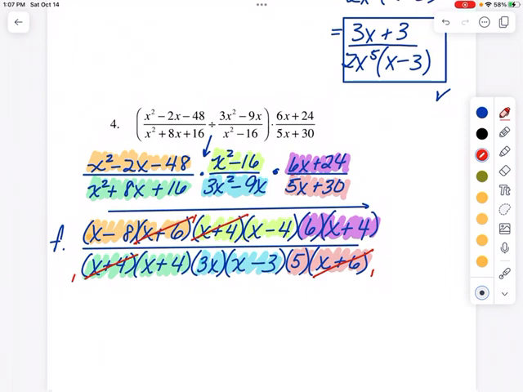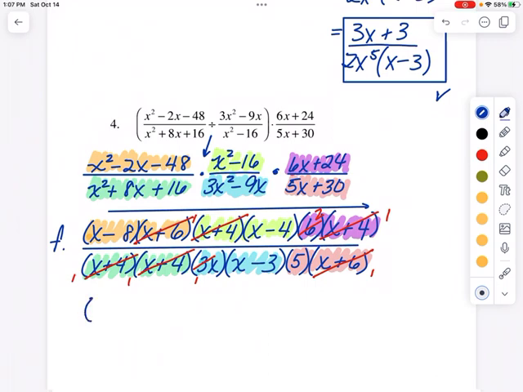But then I have a 6 and I have a 3. So 3 is going to cancel with the 6. 6 becomes a factor of 2. 3 goes into 6 2 times. And then I have this extra x plus 4 here, which cancels with that x plus 4. So now we can simplify the whole enchilada.